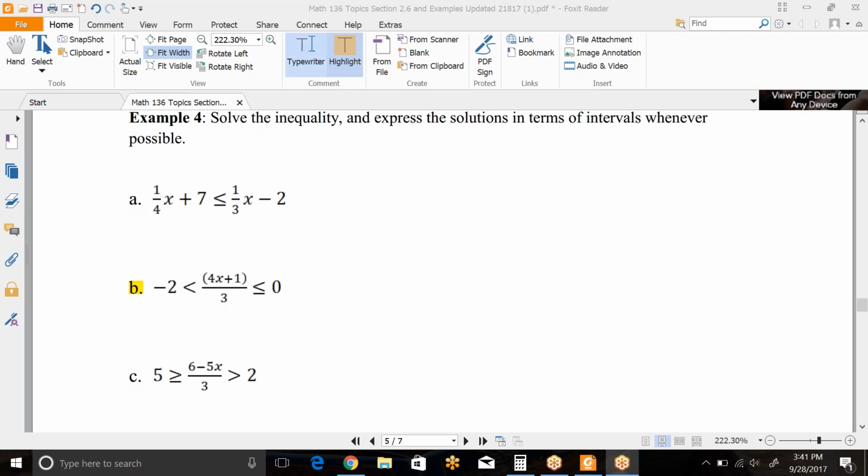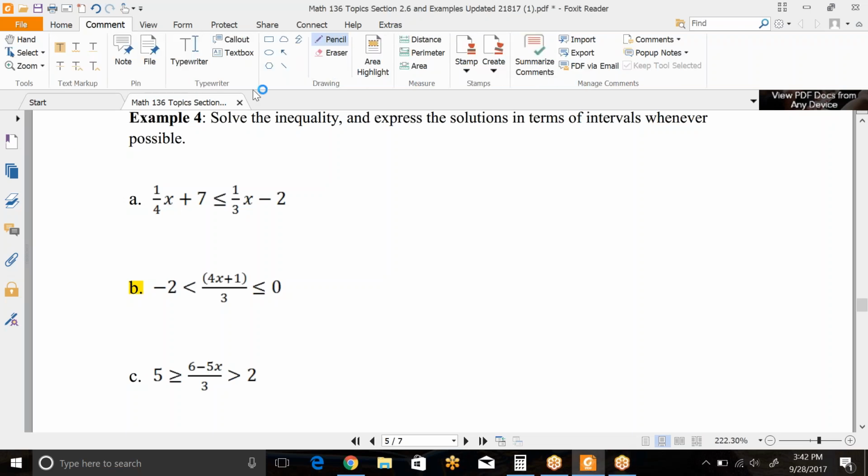All right, this is the extra examples from section 2.6. Starting with: solve the inequality and express the solution in terms of an interval whenever possible. We're going to be looking at B.